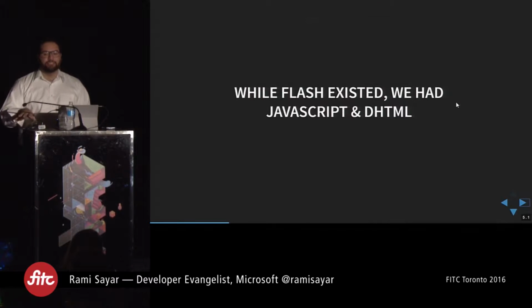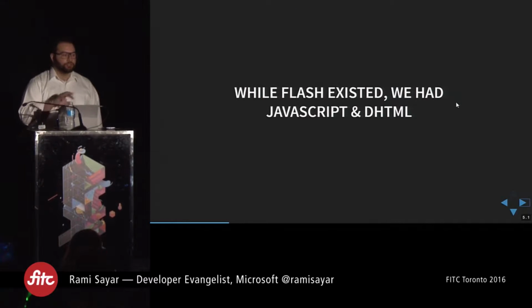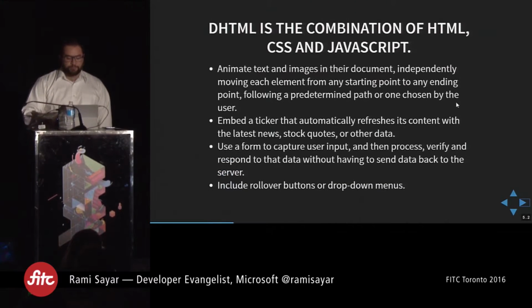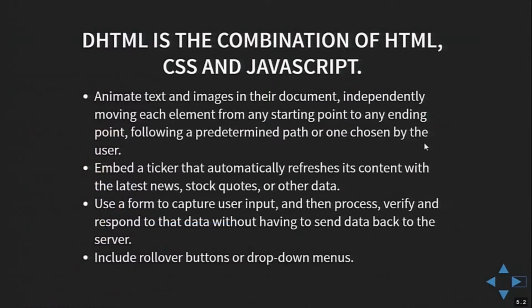So while Flash existed, something else was happening at the same time, and it was JavaScript and HTML. Basically, it was a combination of HTML, CSS, and JavaScript. There were a bunch of techniques, and the mission was to animate text and images in the document, making each one more or less move independently, just to show off your JavaScript skills. That was the whole point of the DHTML.